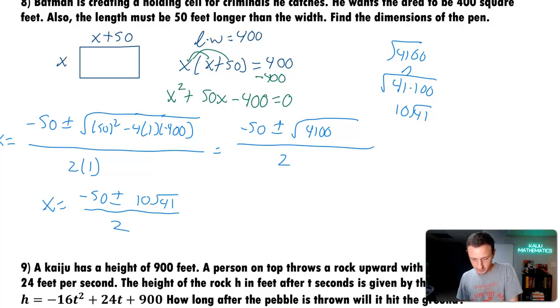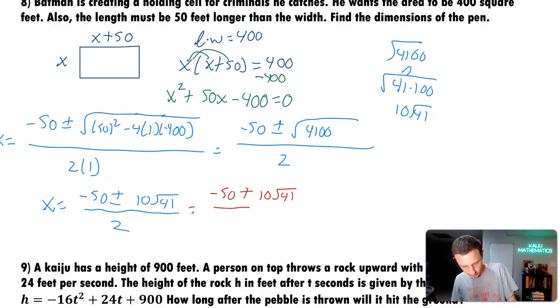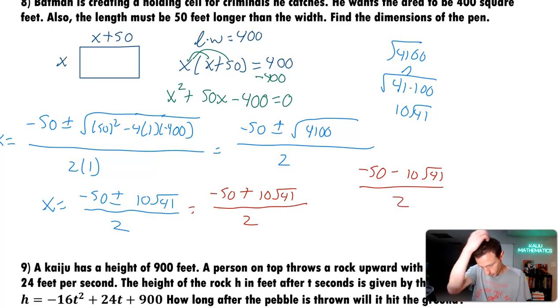Let's look at our potential solutions here. So we have negative 50 plus 10 square root 41 all over 2. And then we have another potential solution of negative 50 minus 10 root 41 all over 2. Think about which one makes sense.